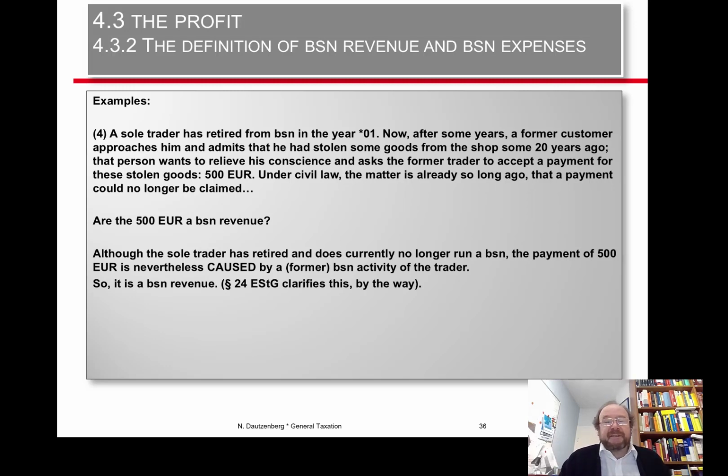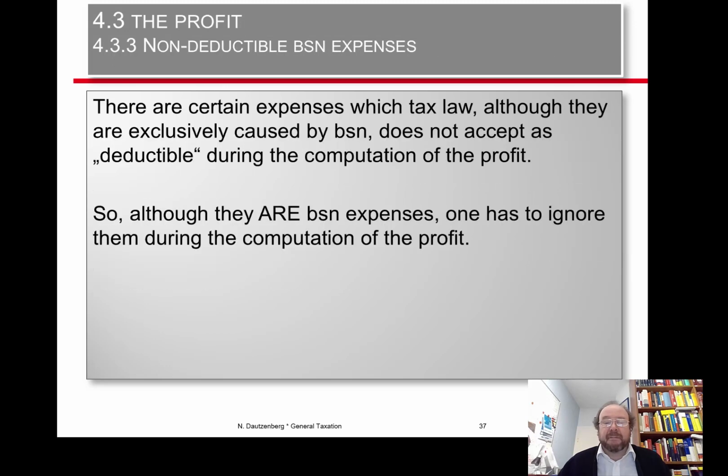And because somebody stole them from the shop, that person later is willing to give you 500 euros. That is a connection with the business and entirely business. There is no private motive. So it's a business revenue, indeed. Even after the business has closed down, this is still a business revenue. And there is even a paragraph in the German EStG which clarifies that delayed payments, later payments for a former taxable activity, are also covered by tax law.